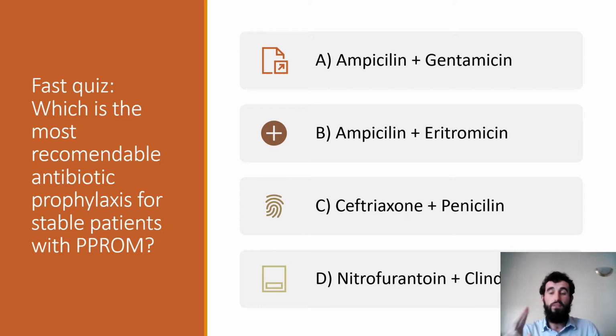So, fast quiz, the second fast quiz of the class. Which is the most recommendable antibiotic prophylaxis for the stable patient with preterm pre-labor ruptures of membranes? So, pause the video again and think. As we said, this answer is very easy. It's not the letter A, it's not the letter C, and it's neither the letter D. It is the letter B, ampicillin erythromycin. We will cover a wide spectrum with these two antibiotics, and also the erythromycin increases the latency period.